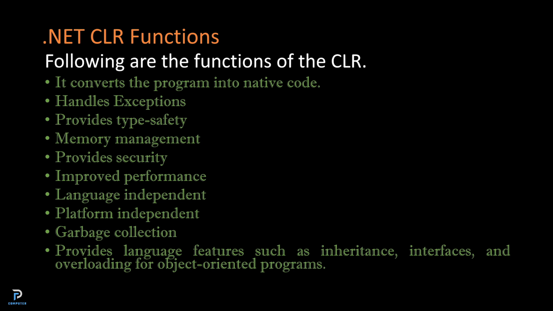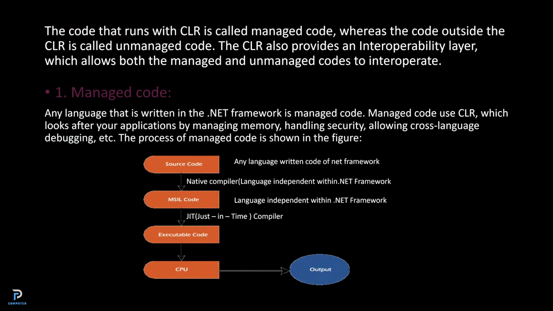Provides language features such as inheritance, interfaces, and overloading for object-oriented programs. The code that runs with CLR is called managed code, whereas the code outside the CLR is called unmanaged code. The CLR also provides an interoperability layer, which allows both the managed and unmanaged codes to interoperate.